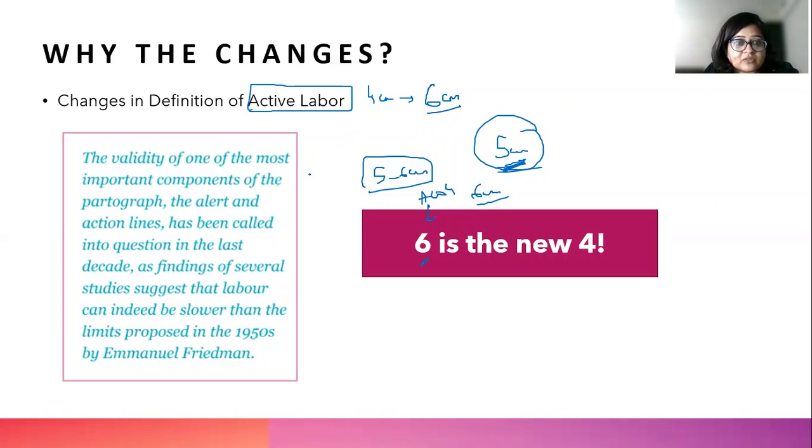So the validity of one of the most important components of the partograph, the alert and the action line, has been called into question in the last decade, as findings of several studies suggest that labor can indeed be slower than the limits proposed by Friedman, who suggested 1 centimeter per hour. But many studies have now shown that even women who progress slower than 1 centimeter per hour have good outcomes. You understand? So that means you're unnecessarily intervening. You don't need to intervene. If the fetal heart rate is fine, if the mother is fine, let her progress. That is the basic concept, and the active labor has now been changed to 5 centimeters.